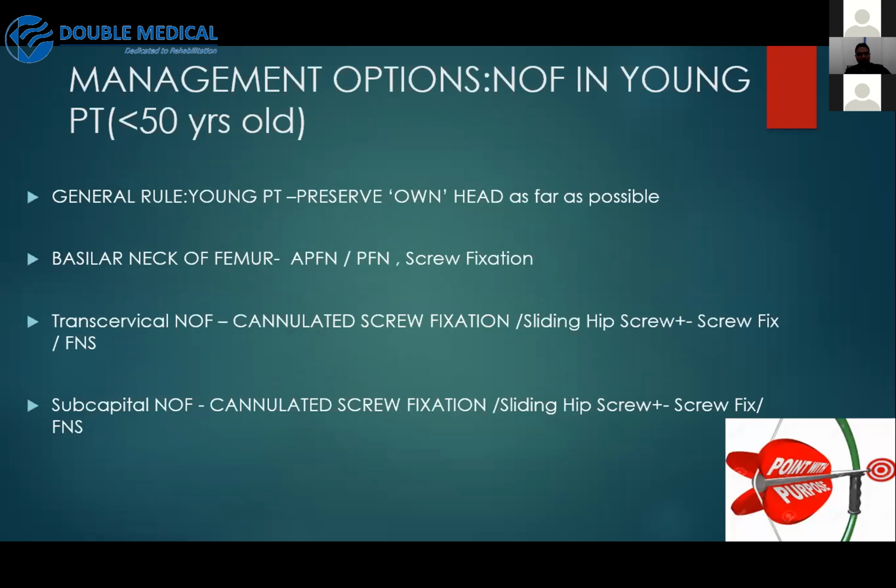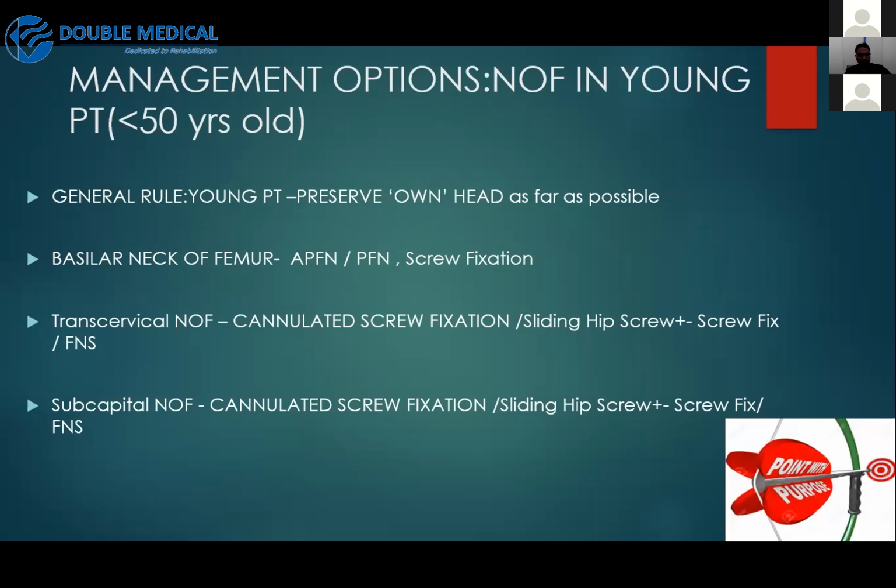Okay. So for the management options for neck of femur fractures in young patients, say less than 50 or 55, the general rule is to preserve their own femoral head as far as possible. For basicervical neck of femur, of course, we have the option of the PFNA or the PFN and screw fixation. And for transcervical neck of femur, cannulated screw fixation or sliding hip screw, DHS, plus or minus a screw fix, or the latest implant, which is the femoral neck system.